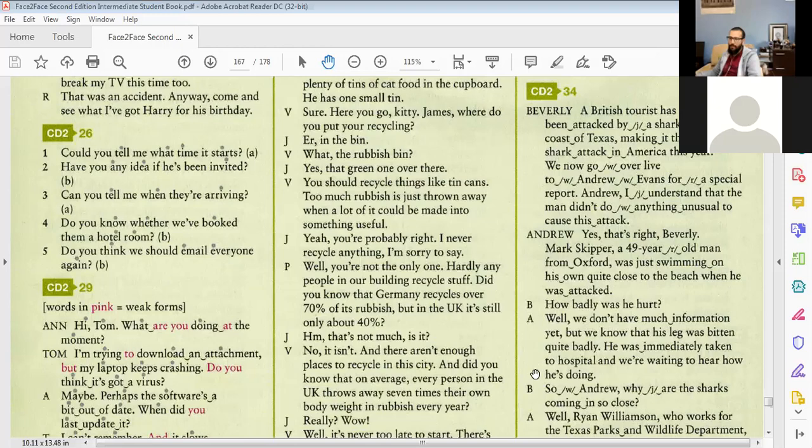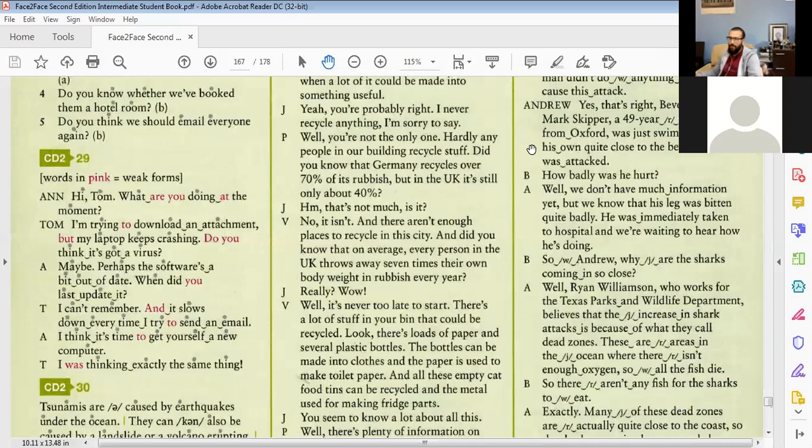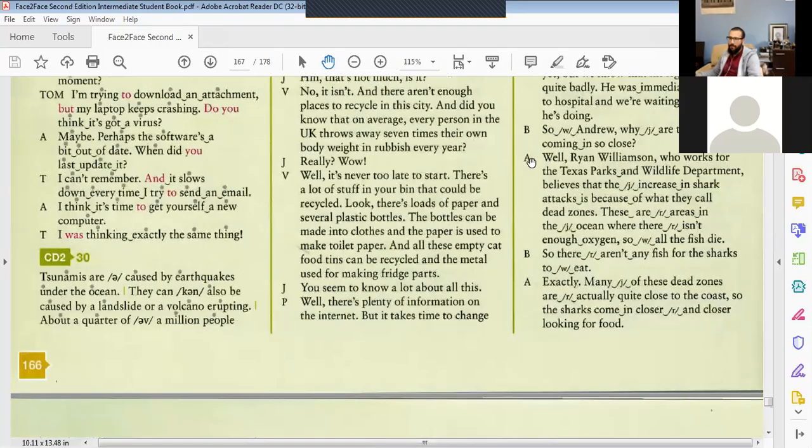He was immediately taken to hospital, and we're waiting to hear how he's doing. So, Andrew, why are the sharks coming in so close? Well, Ryan Williamson, who works for the Texas Parks and Wildlife Department, believes that the increase in shark attacks is because of what they call dead zones. These are areas in the ocean where there isn't enough oxygen, so all the fish die.